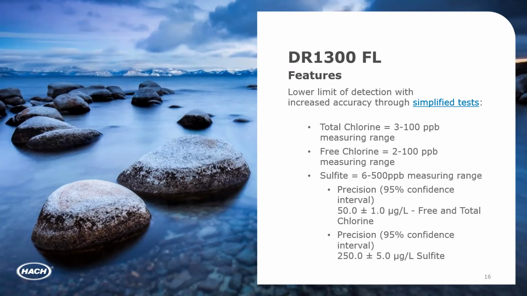You can see there that at 50 parts per billion in our chlorine tests, we have a precision of plus or minus 1 part per billion. So should you be testing in that range of 50 parts per billion chlorine, you can expect the accuracy of your results to be between 49 and 51 parts per billion.